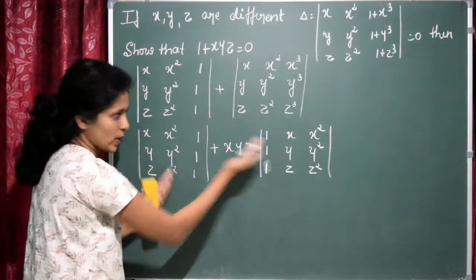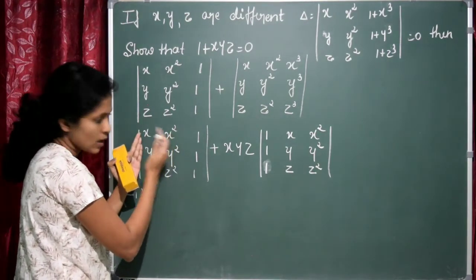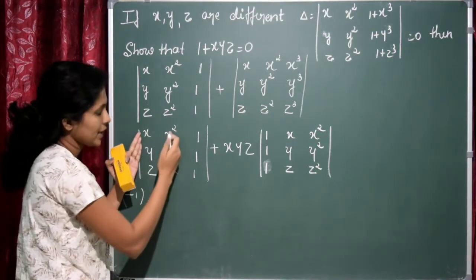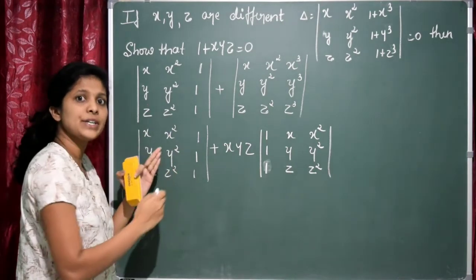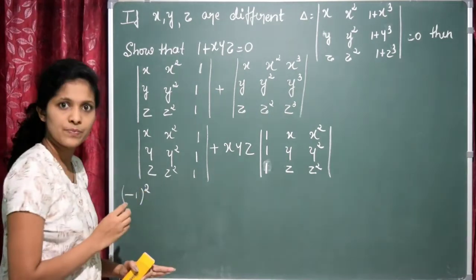Again, but I need this one. Here 1 is there, so I will interchange these two, so that 1 will be here and x, y, z will be here. So we interchange the rows two times, so that is minus 1 into minus 1, minus 1 whole square. Is it clear?